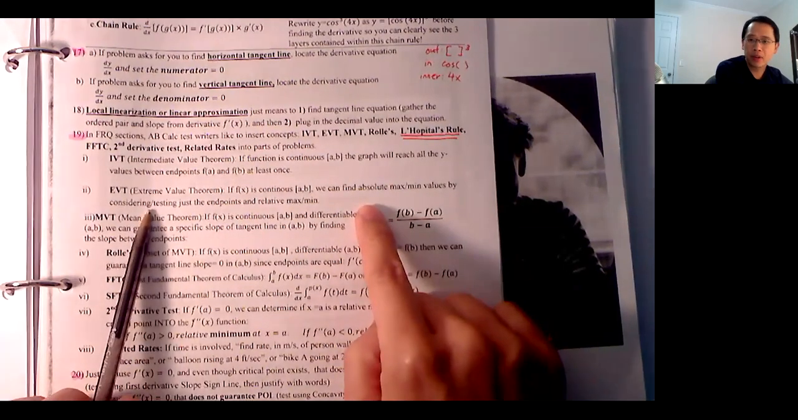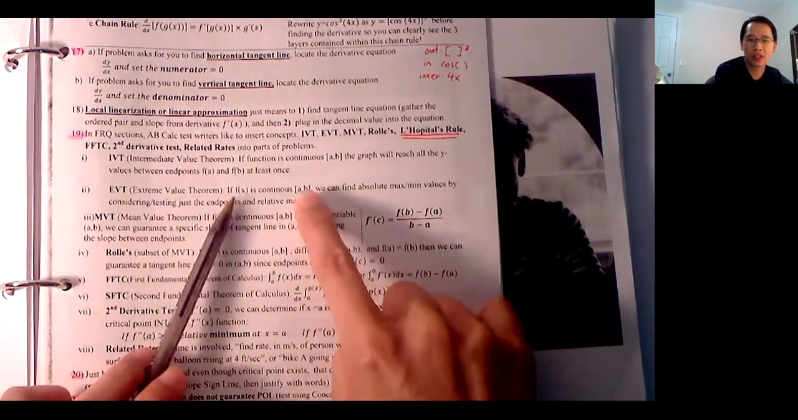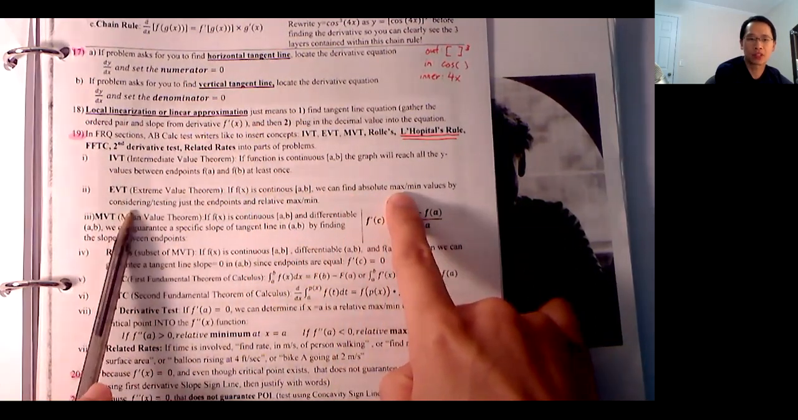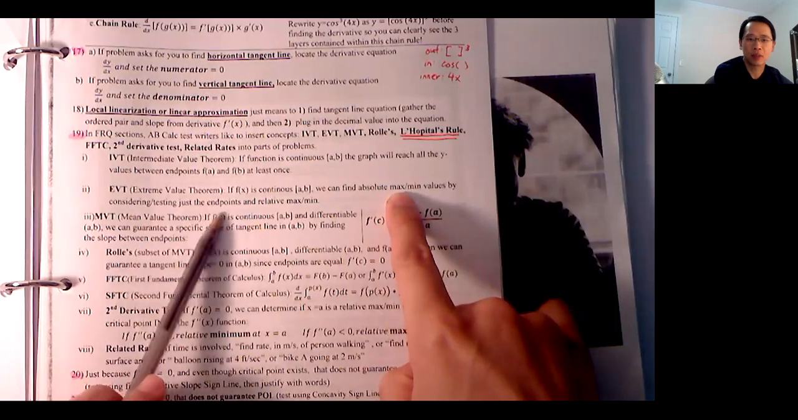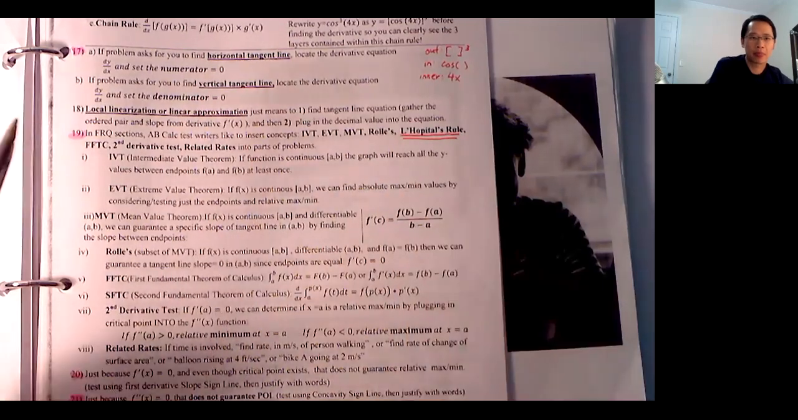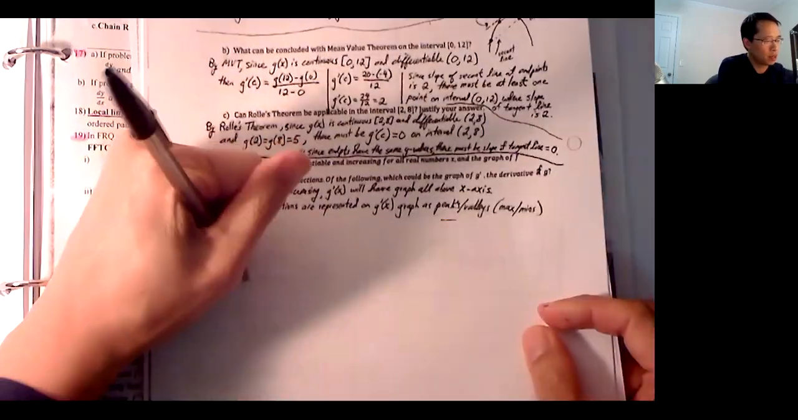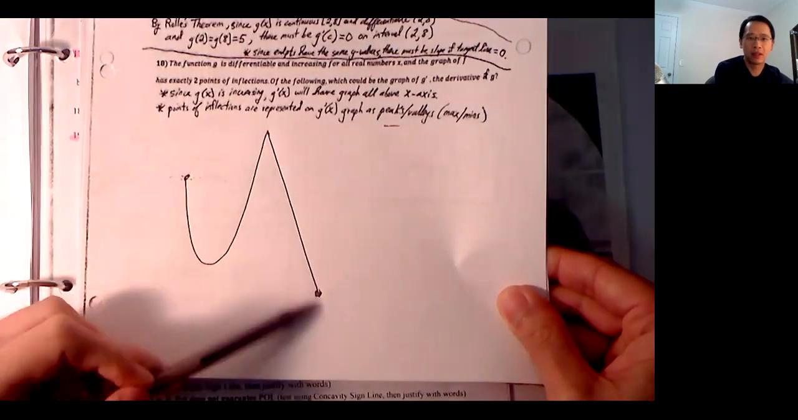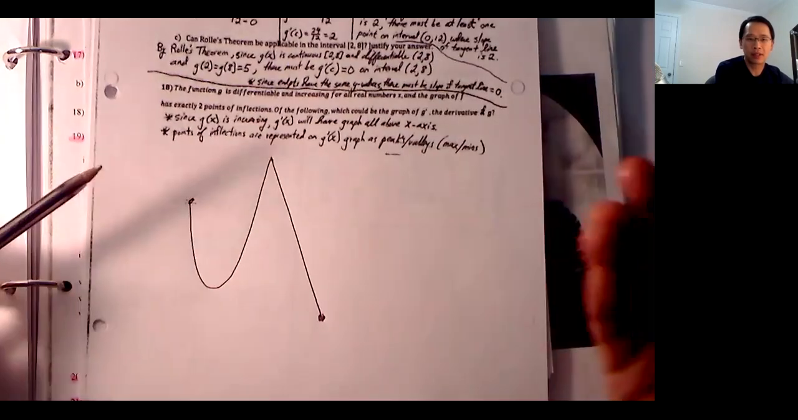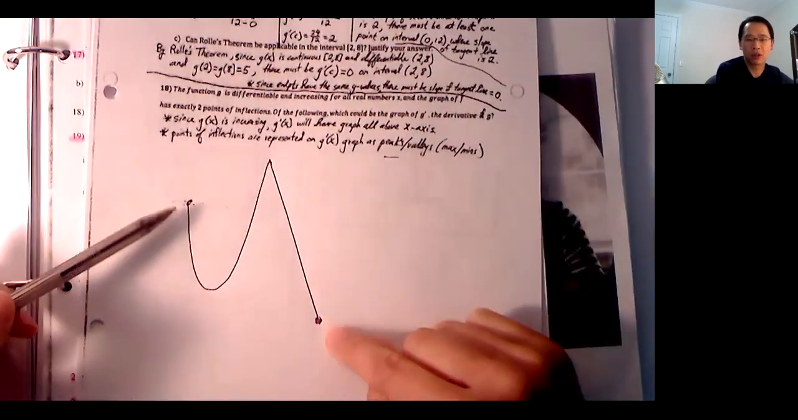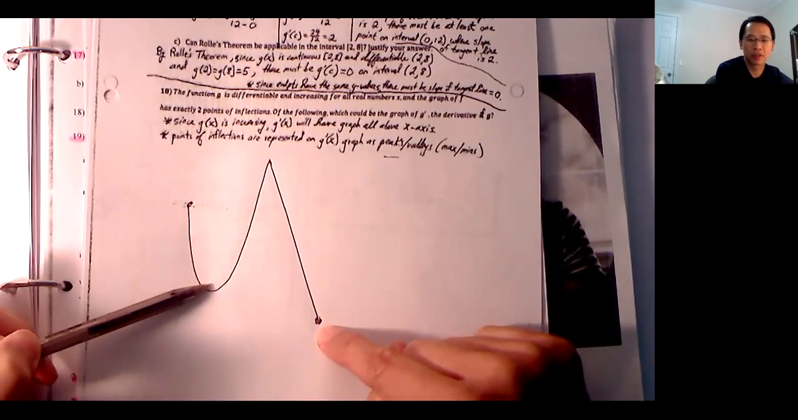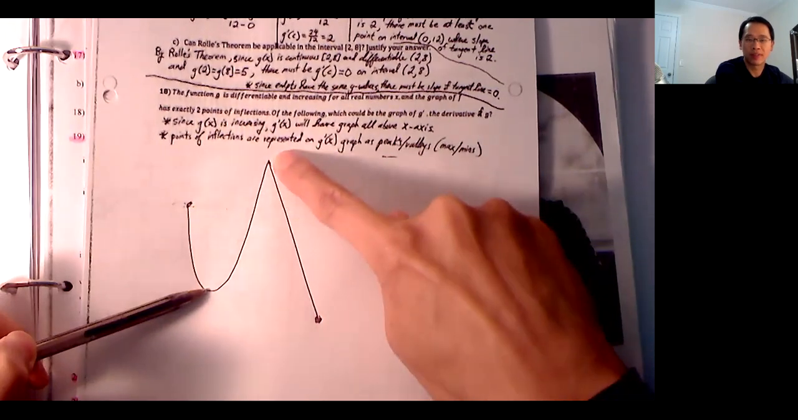Okay, extreme value theorem. I think we talked about this. If a function is continuous on a closed interval, then we can find the absolute max and absolute min by simply considering and testing the endpoints and the relative max and relative min. All right, if you look at a graph that is connected, the only places that we have to consider for highest and lowest points are endpoints and critical points. Critical points is wherever my derivative is 0 or wherever my derivative is undefined.